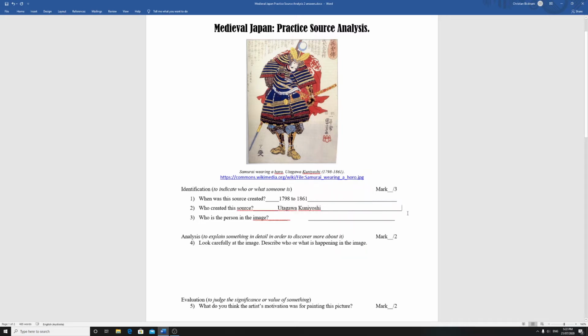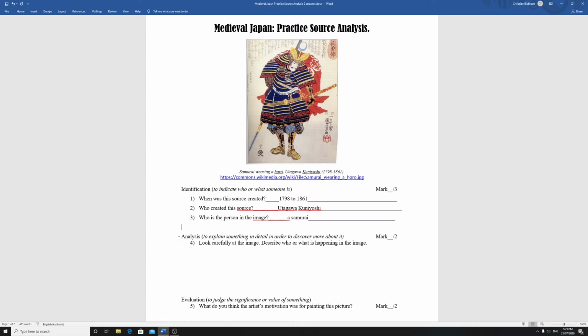And I put my answer there. And then the third question is, who is the person in the image? If I didn't know just from the appearance of this individual that he was a samurai, then I could look down at the title of the work, and there is the clue there: samurai wearing a horo. So he's a samurai. So I put my answer here as samurai. I go in here, and there we are, a samurai. So there are my 3 answers to these 3 questions, and they're all correct, so I give myself 3 marks.